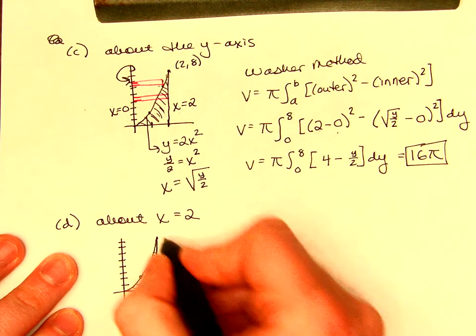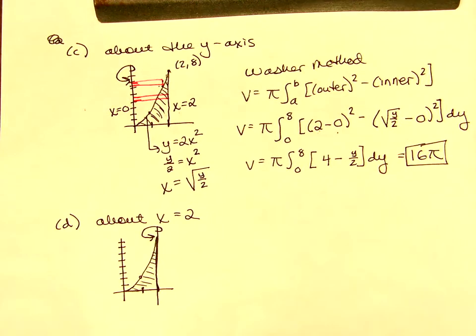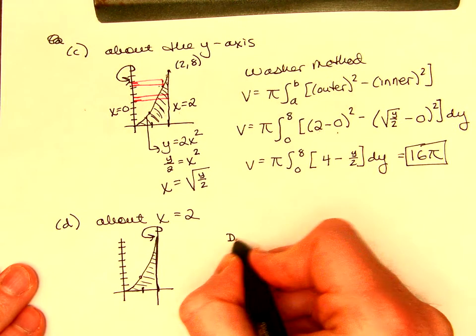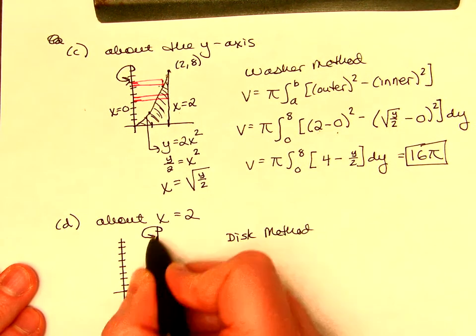About x equals 2, so I'm going to spin it about that line. Disk or washer? Oh, good. You're saying disk method. I'm sure you are. There is no space between the region I'm spinning around and that vertical line, which is why it's going to be a disk method problem.